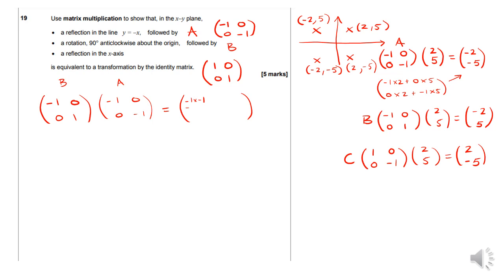Add 0 times 0. And then negative 1 times 0. Add 0 times negative 1. And then I'm doing the bottom row of B multiplied by the columns of A, so it'll be 0 times negative 1 and 1 times 0. I didn't quite leave my brackets big enough. And then 0 times 0 and 1 times negative 1.